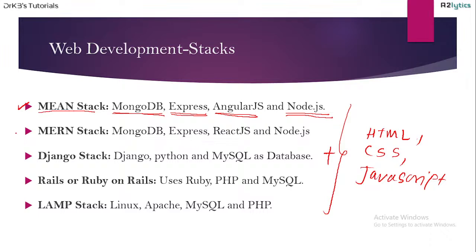Then the MERN stack. In this, MongoDB, Express, ReactJS and Node.js. Instead of AngularJS, here you have to learn ReactJS. Then you will become a MERN stack web developer.